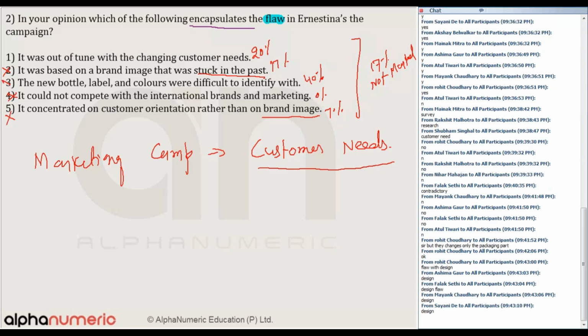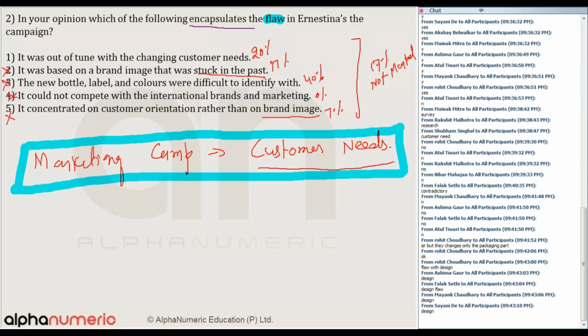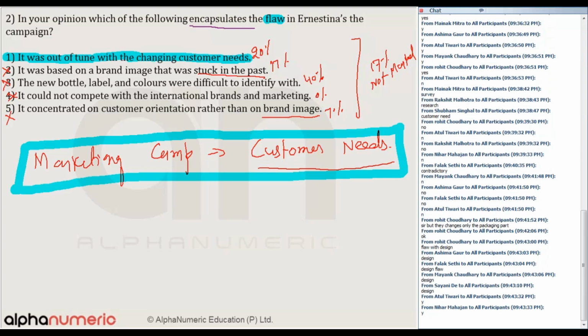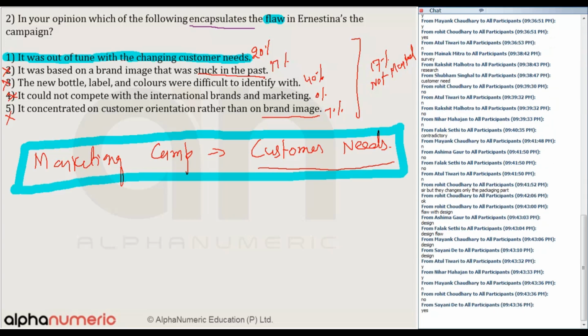So the correct answer for this question is option number 1: it was out of tune with the changing customer needs. Like we discussed in the very beginning, a marketing campaign basically depends upon the customer needs. So the answer is option number 1. Is that clear now? Can I move to the next question? If anyone has any doubts, please ask me before I move on. Let's move to question number 3.